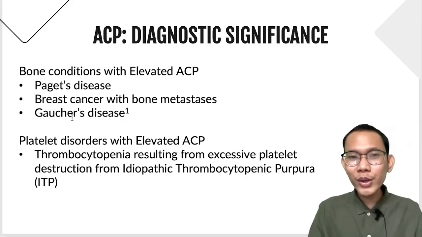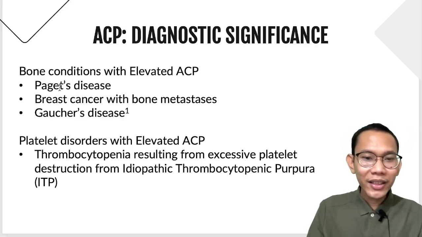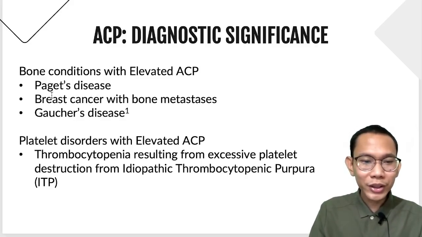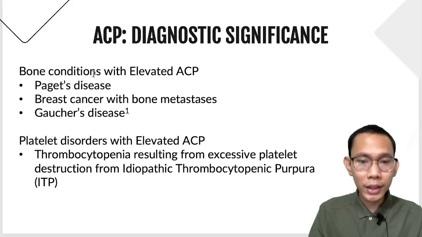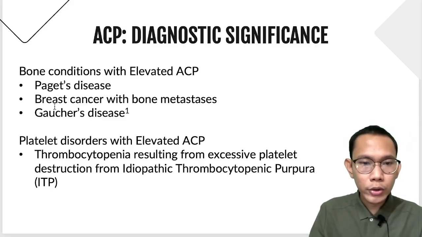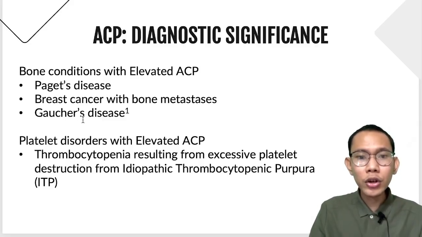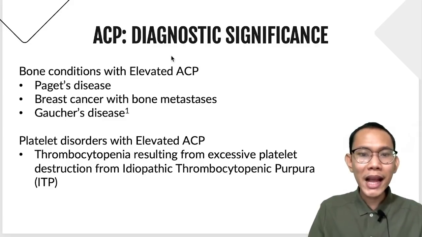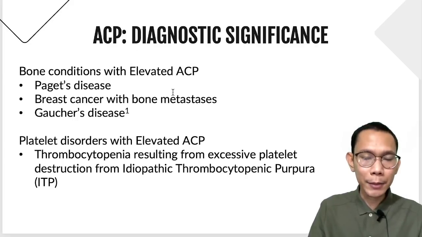What is Gaucher's disease again? You have already done this in your biochemistry or hematology, right? And this is an enzyme deficiency of your glucocerebrosidase. So there is an infiltration in our bone marrow by the Gaucher cells, which are rich in your ACP. So specifically in Gaucher's, the Gaucher cells are rich in your ACP. That is why the value of our ACP increases.